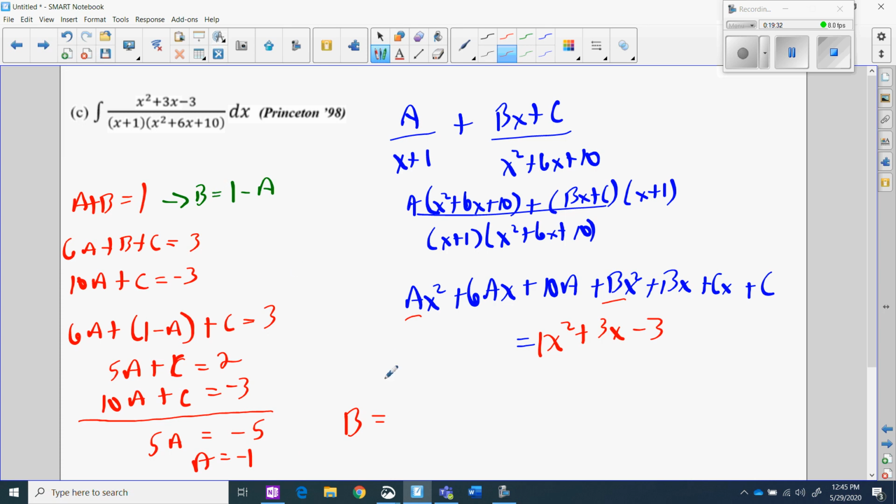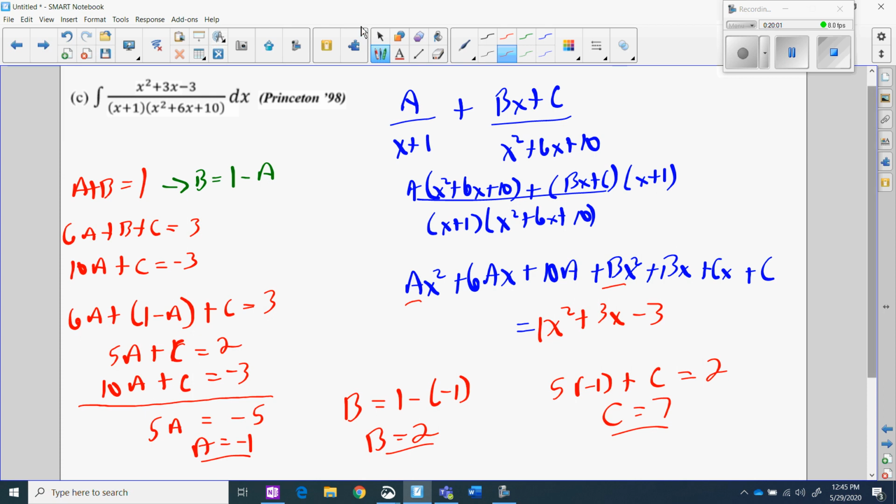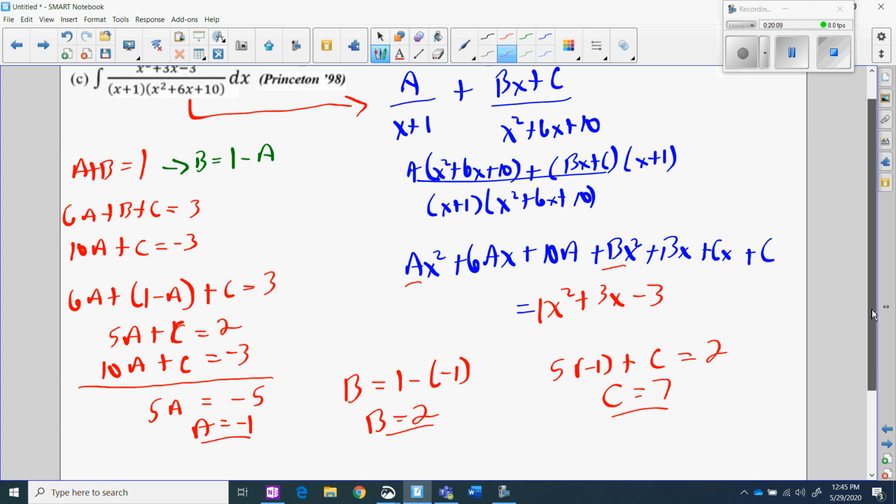So let's go here to get b. b is 1 minus a. So b's got to be 2. And then c, let's go here. 5a plus c's got to equal 2. So 5 times a plus c has to equal 2. So that means c has got to equal 7. All right, so I've got my values for a, b, and c. I rewrite my integral. So this integral is going to be written in this form instead. And the process you just did, or watched me do, is called partial fractions.